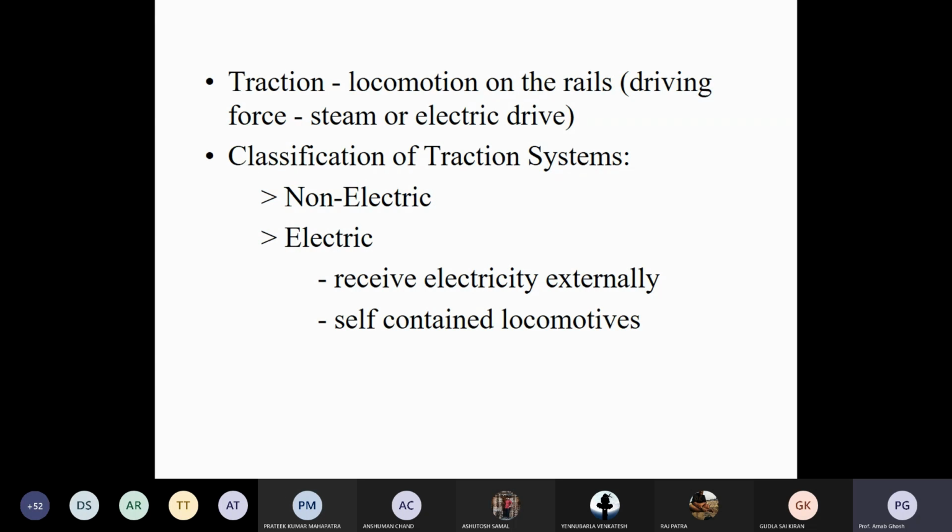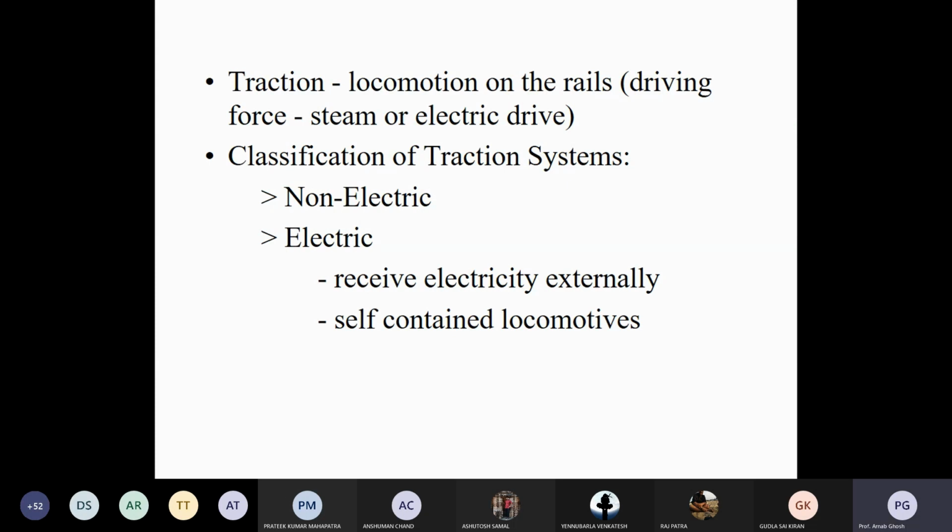If the diesel is there, combustion of the diesel will take place, and after combustion of the diesel, electricity will automatically be produced. That electricity you can use for the traction motor. That is a self-contained locomotive. So two things are important: non-electric traction, and the other one, electric traction.